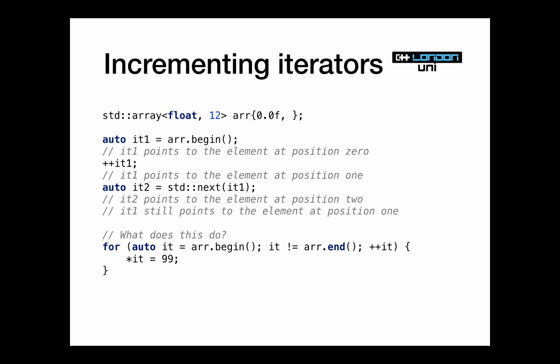So this is a loop that sets every element to the value 99. It begins at the beginning, stops when it gets to the end, and iterates over every element using this iterator. Can anybody tell me a better way of writing these 3 lines of code? Yes?